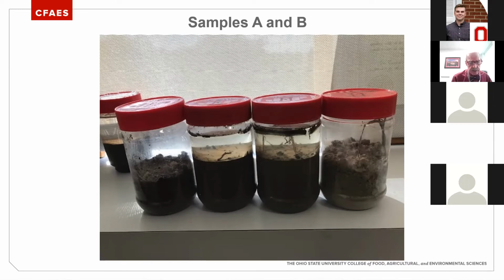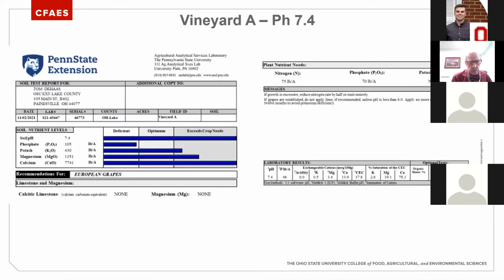But really, next slide. When we look at the soil sample for Vineyard A, on the right-hand side of your slides, we see a pH of 7.4. When I first saw this, I thought, wow, that's alarmingly high, because typically our pHs in Lake and Ashtabula County are going to be in the range of 5.5 to 6.5.